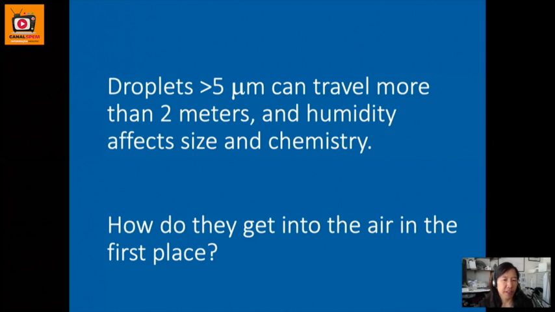So I have shown that droplets larger than 5 microns can travel more than 2 meters, and that humidity affects the size and chemistry of these droplets. That chemistry can affect virus viability, but that's a different story. So how did they get into the air in the first place?